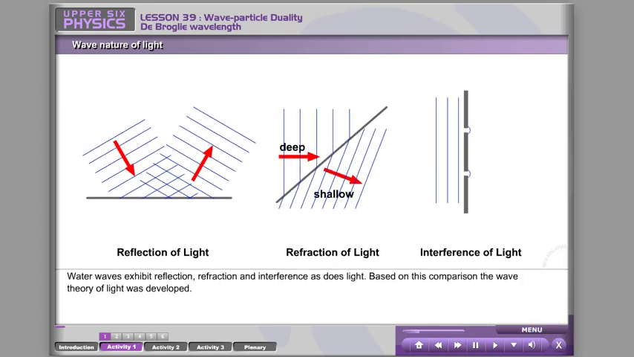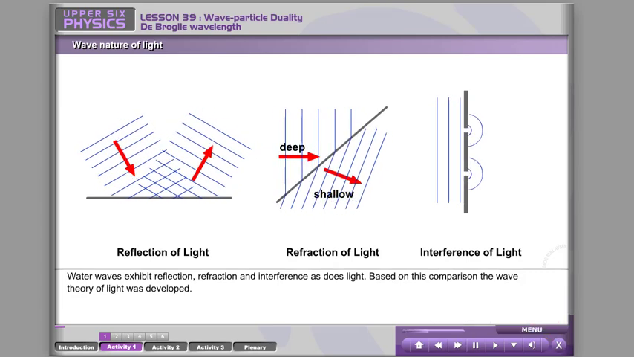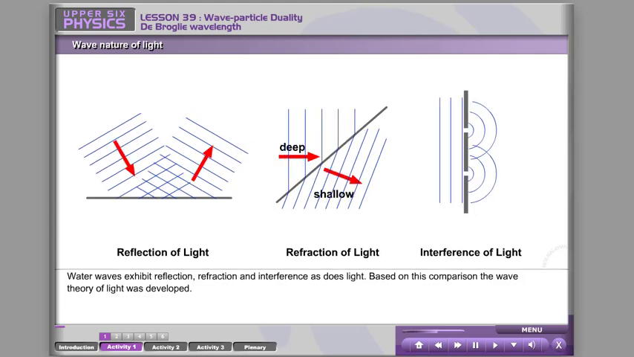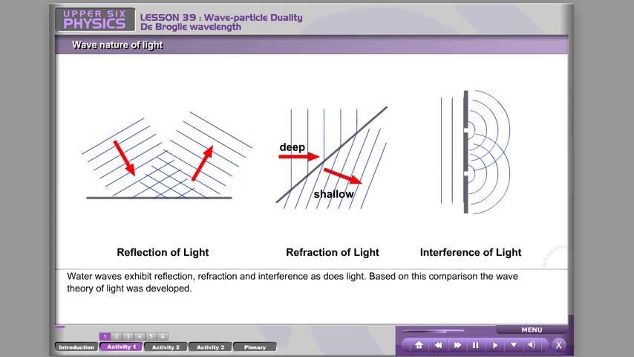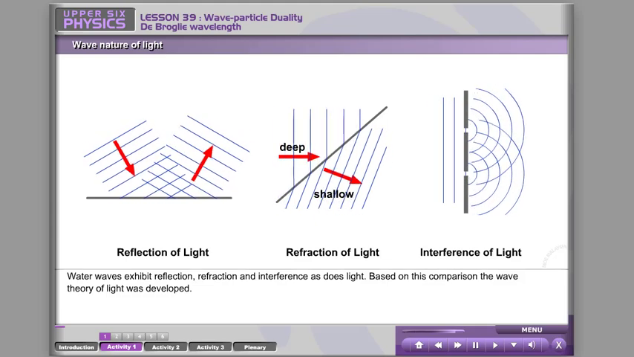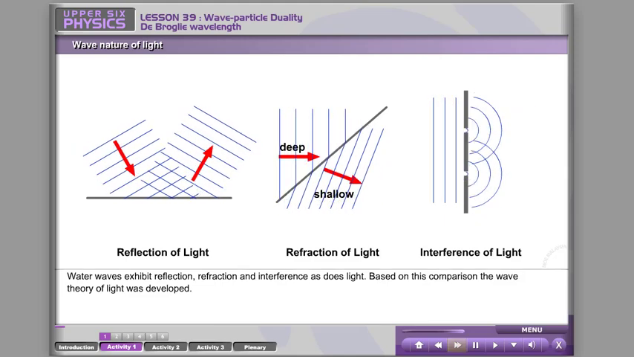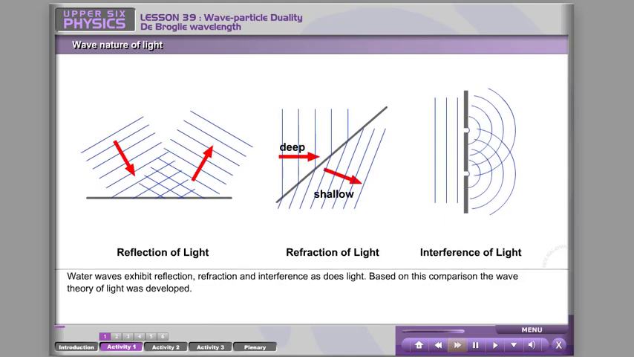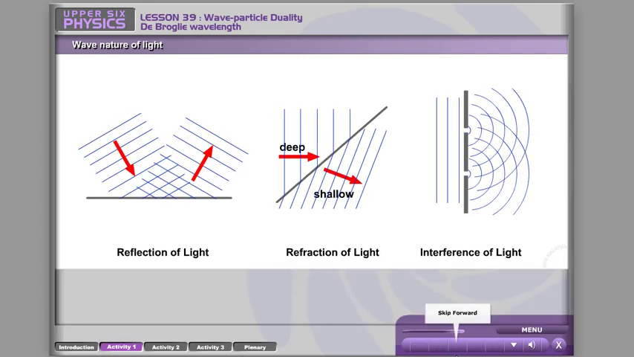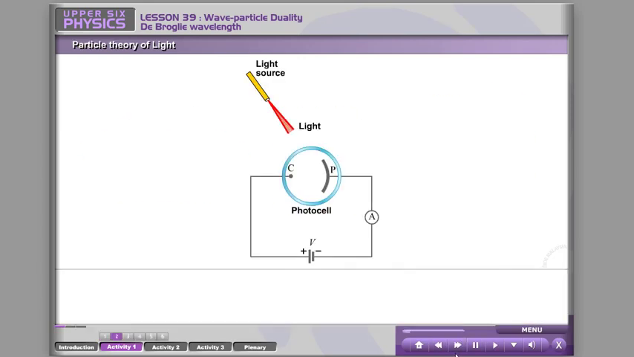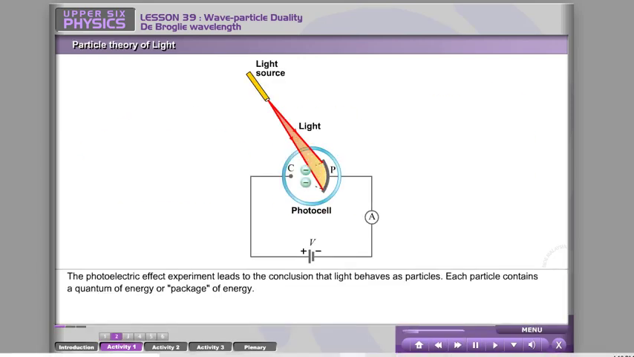Water waves exhibit reflection, refraction, and interference as does light. Based on this comparison, the wave theory of light was developed. The photoelectric effect experiment leads to the conclusion that light behaves as particles. Each particle contains a quantum of energy or package of energy.